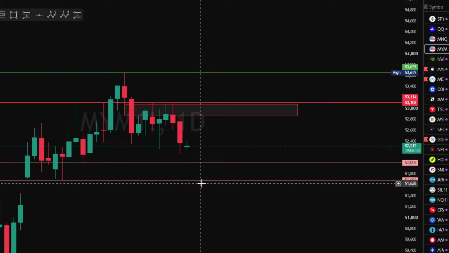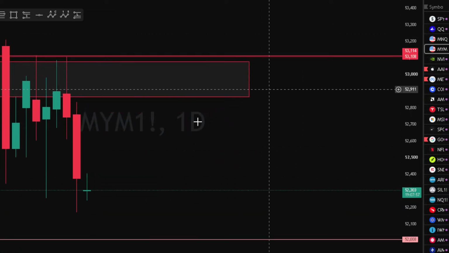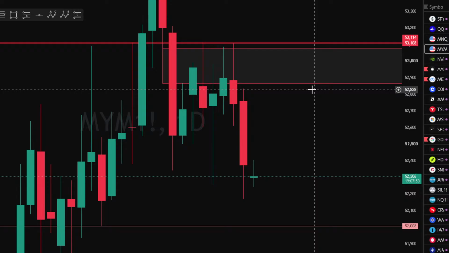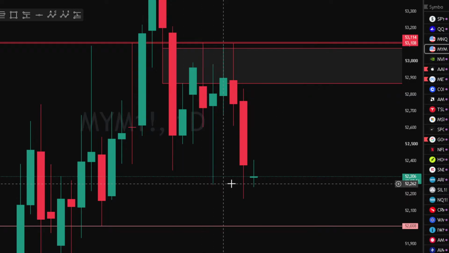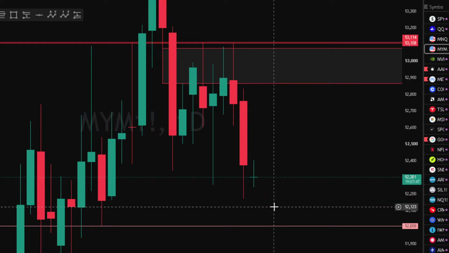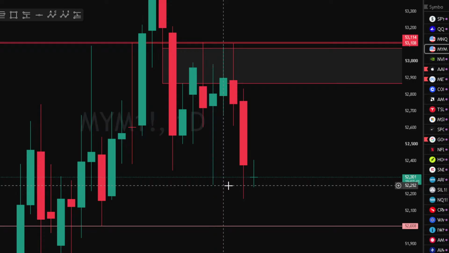Downtrend formed. Now, we did fail to close below the previous structure's low. We swept it, but we did not close below it. So what can we expect? We expect potentially some slight pullback before trying to come back down and seeing if we can close below this 52,255 level.